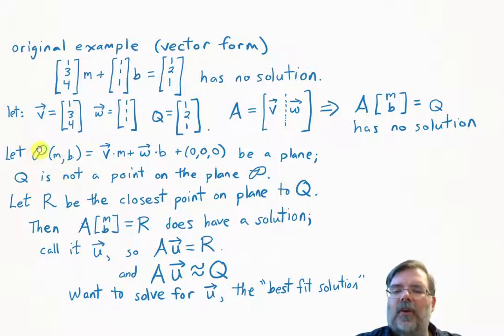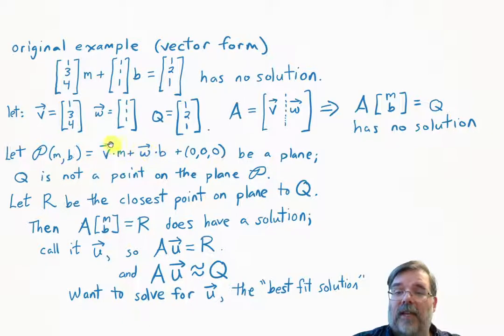Now, what I'd like you to do is think about a particular plane. In this case, I've got an equation of a plane. Instead of using t and u as the parameters, let's use m and b. Consider the following equation of a plane. Vector v times m plus vector w times b plus, here's your base point, I'm just using 0, 0, 0 as the base point. This is the form of the equation of a plane.